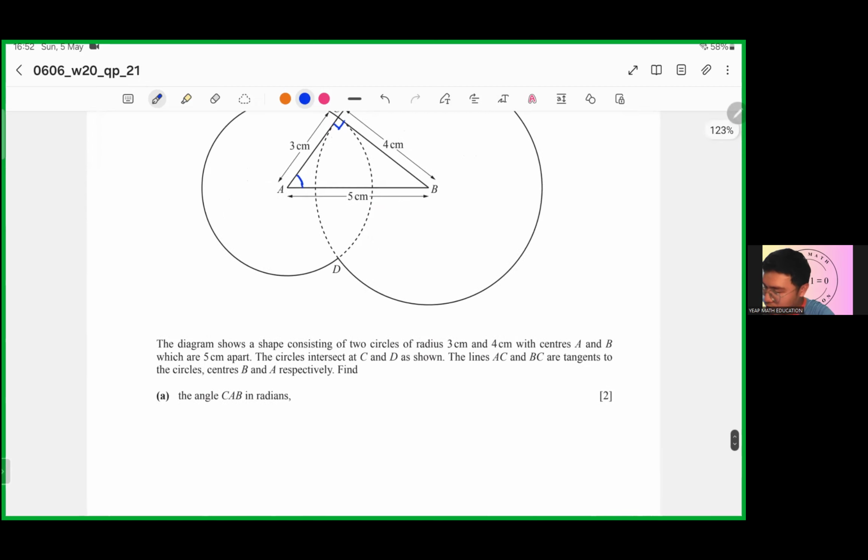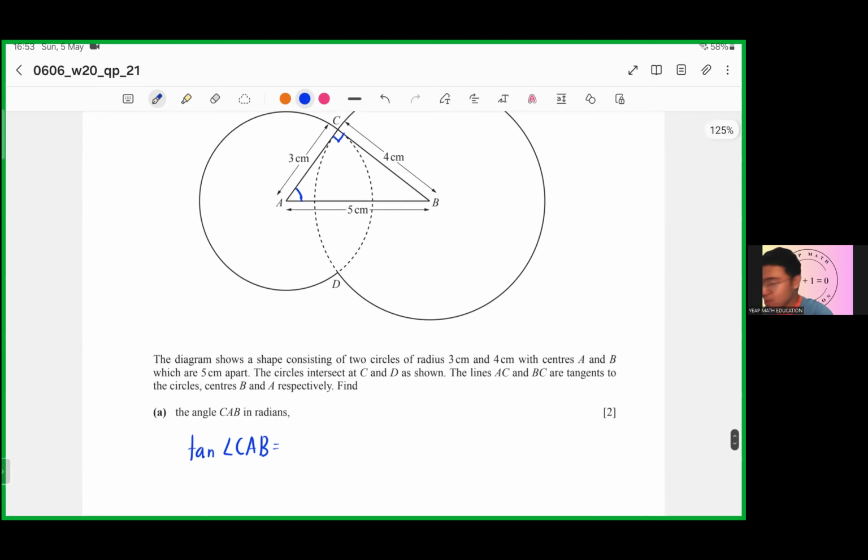So what we can use is tangent for angle CAB. Or you can also use sine or cosine, no problem. If you use tangent, the opposite is 4 over 3, because 3 is adjacent. So angle CAB.